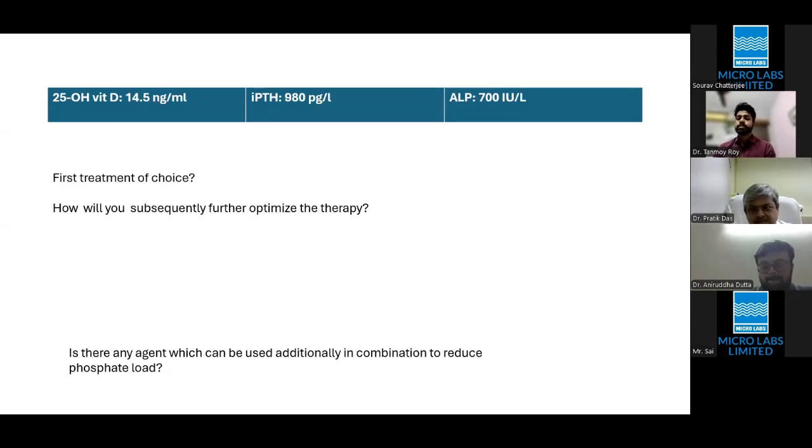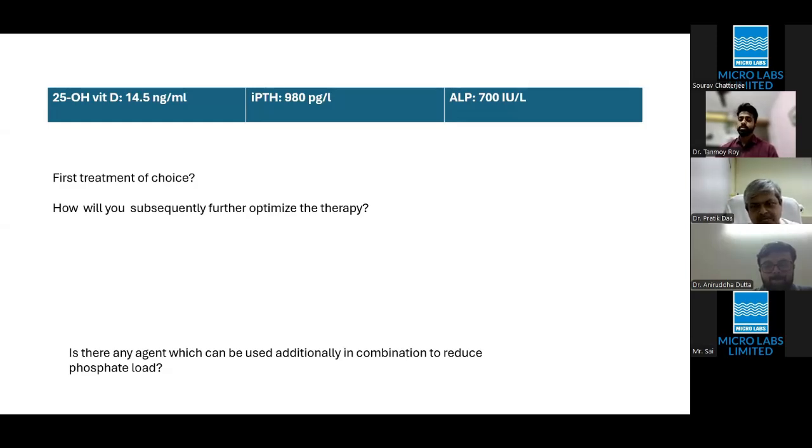So since the phosphorus is on the higher side, first we'll have to take care of the phosphorus. Phosphorus has to be reduced, and then vitamin D, since the levels are insufficient, we'll have to supplement vitamin D also. But in this case, since the phosphorus is on the higher side, we'll be a little bit careful while starting vitamin D. But since it is so insufficient, we will have to supplement vitamin D also.